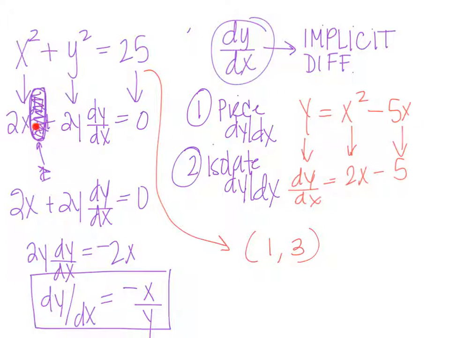Well, we would find the derivative implicitly, because this equation is not solved for y. Find the derivative implicitly, and then dy dx at 1, 3 is equal to negative 1 over 3. I plugged in 1 for x, 3 for y. So now let's do some from the manual.